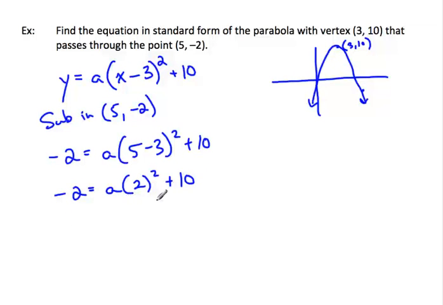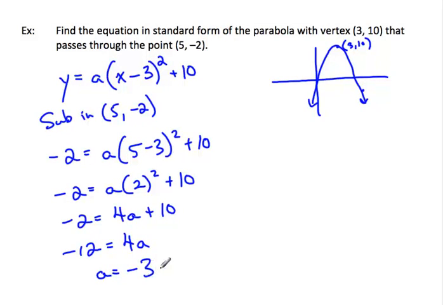Therefore, negative 2 is equal to a times 2 squared plus 10. Make sure you get your order of operations correct here. We get 4a plus 10. We can't add those two together. They're not common or like terms. And then I move the 10 over. I get negative 12 is equal to 4a, or a is equal to, dividing both sides by 4, negative 3. So now I plug that back in, and I get y equals negative 3 times (x minus 3) all squared plus 10.